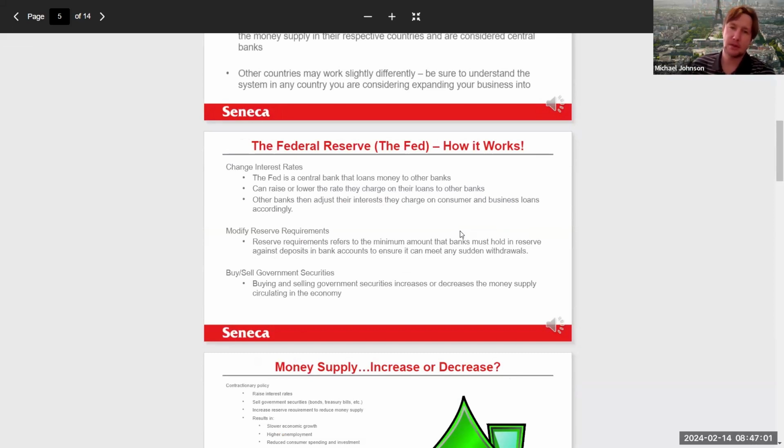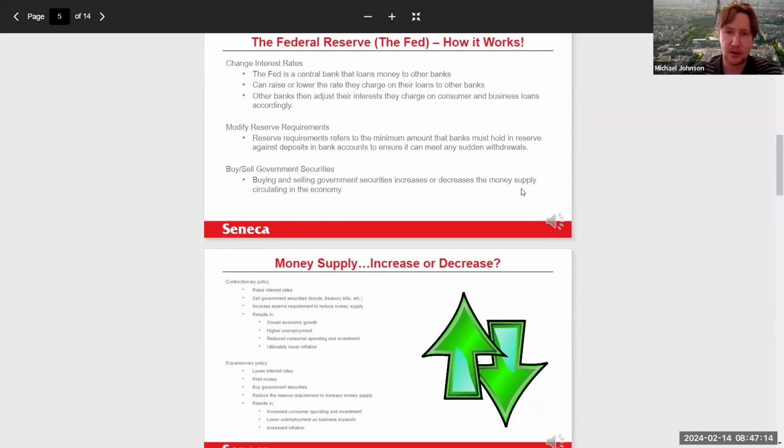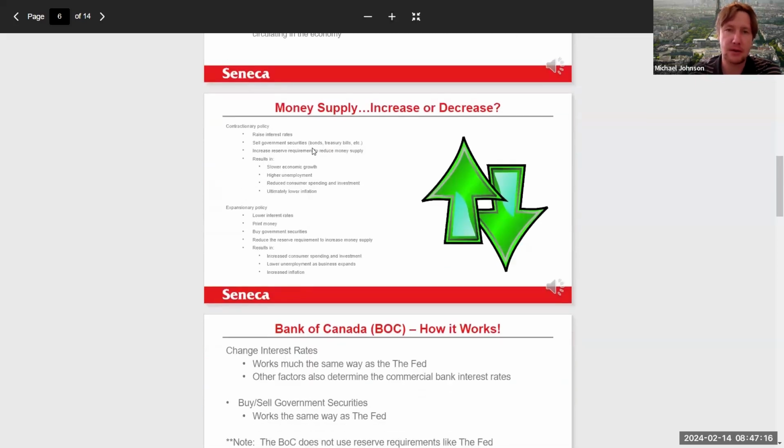Modify reserve requirements. Reserve requirements refer to the minimum amount banks should hold in reserves against deposits and bank accounts to ensure they can meet any sudden withdrawals. Buy and sell government securities. Buying and selling government securities increases or decreases the money supply circulating in the economy. Money supply increase or decrease.